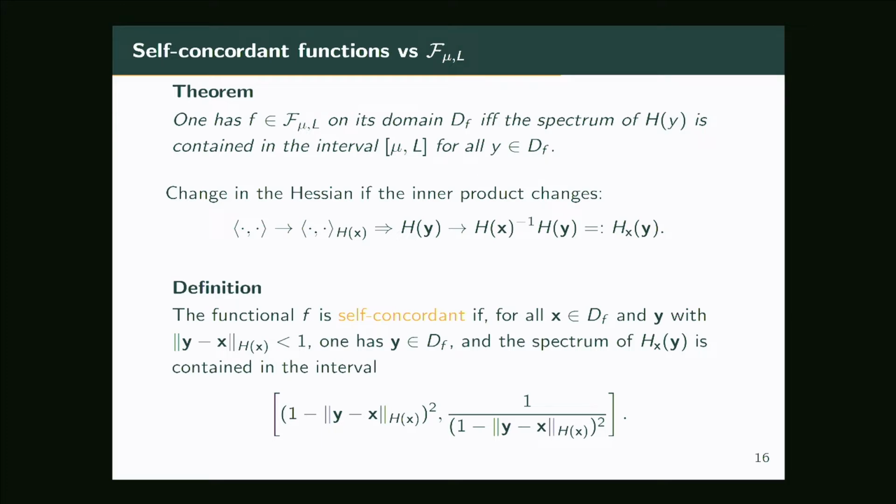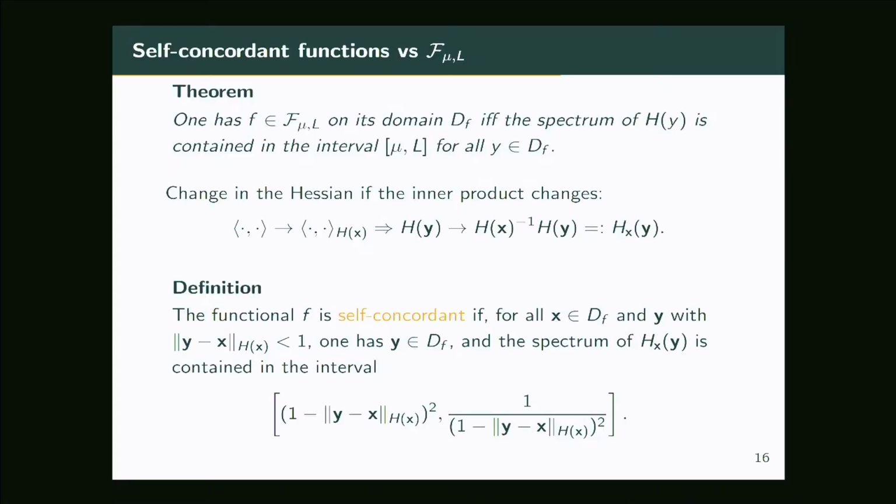And just to make this believable to you, let me tell you the definition of these self-concordant functions. A function is called self-concordant if for any point x in its domain and any point y in a ball around it, the ball defined by our inner product given by the Hessian at x, y must still be inside the domain, and the spectrum of this Hessian must be contained in this interval. The spectrum being contained in the interval is exactly what we're talking about. So we're going to associate this mu with this value and this L with this value.